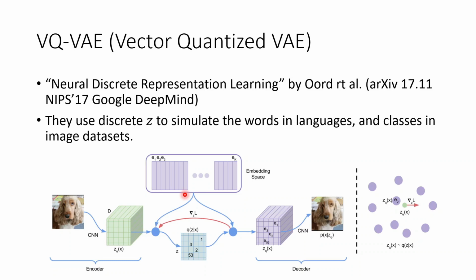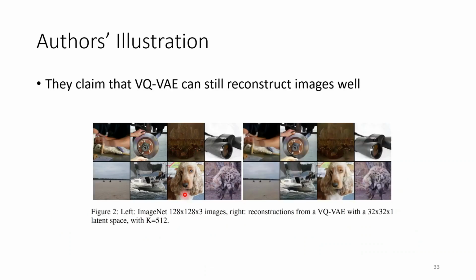Okay, their idea is that in our language or in the ImageNet classes, the classes are discrete. They are not continuous. And for our language, our words are discrete. They are not continuous. So that's the reason they want to develop a quantized variational autoencoder. First, they show although those latent codes are discrete, they can still reconstruct the image well.